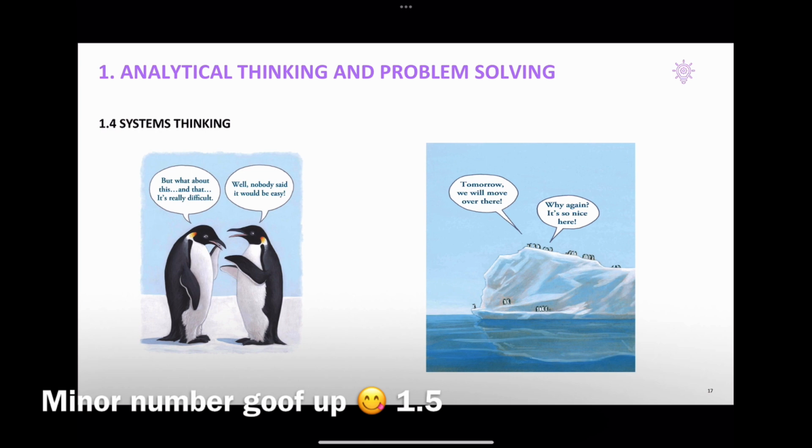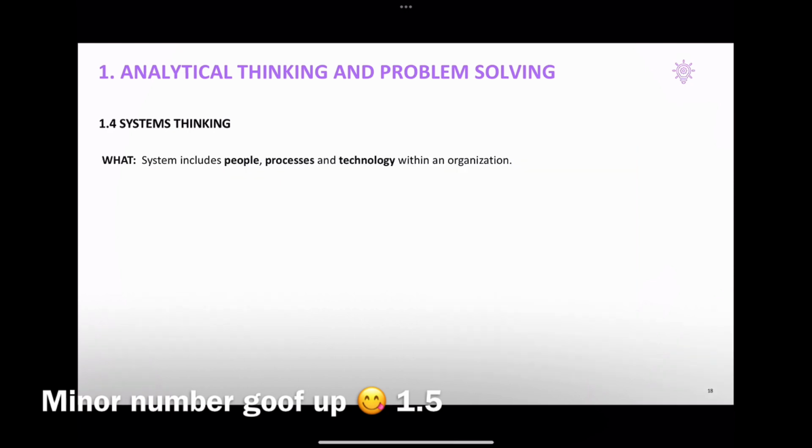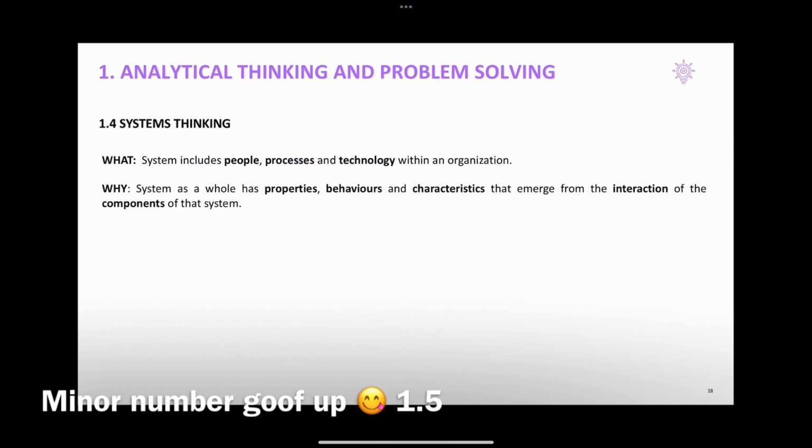And there were some who were really optimistic about moving to a different place. There were some who really wanted to just be here because this was their home. So what is systems thinking in this particular scenario? When we think about systems thinking, we are really talking about people, processes, and technologies within an organization. Why are we thinking about it? Because people, processes, and technology are the properties that make up a system. The behaviors, the characteristics, how we interact with different components. It's important because every change that we make could impact someone, a person, a process, or a technology.